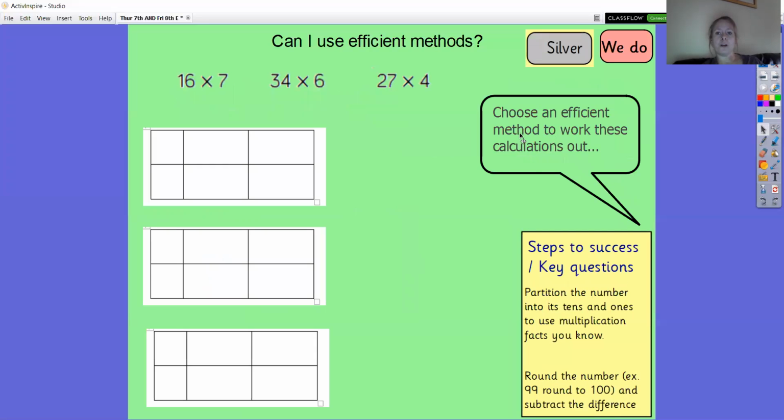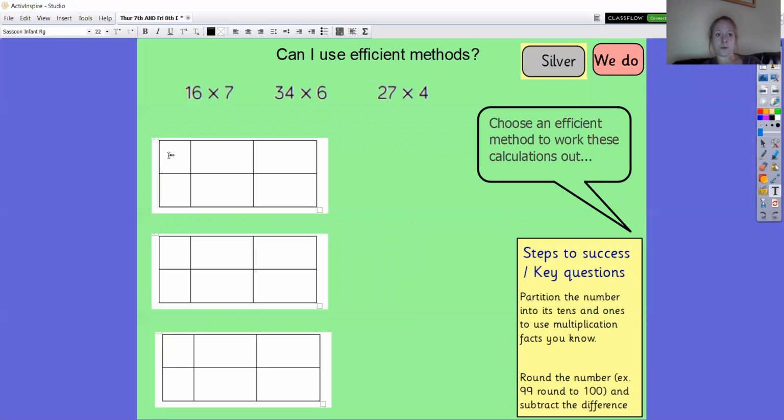So if we move on, I would like you in a moment to pause the video, and I just want you to have a go at doing these 3. And I'd like you to use our grid method, our partitioning method, to do these. So if I help you to put the numbers for the first one into the box, then you can get going on your own. So it's a timesing one, and we're timesing by 7. And then we're splitting up that 16 into the 10s and the 1s.